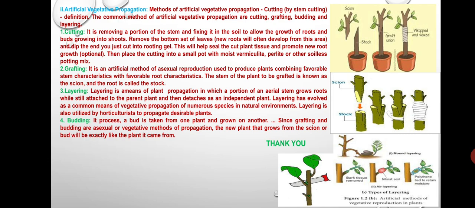Lastly, we discuss budding. In this process a bud is taken from one plant and grown on another. Since grafting and budding are asexual or vegetative methods of propagation, the new plant that grows from the scion or bud will be exactly like the plant it came from.